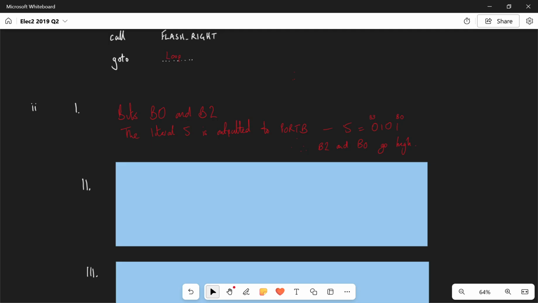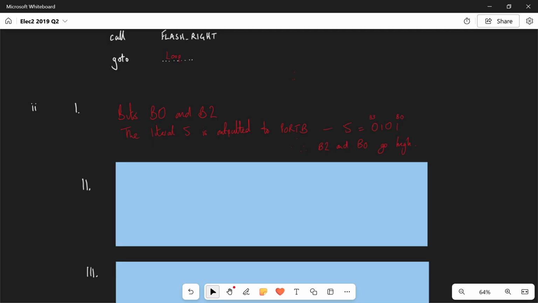So the ports are B0 and B2. Now if you think in terms of binary number 5, which was outputted to port B, then B0 is the least significant bit and B2 is the third least significant bit. These were the two that went high. And so for the explanation, the literal 5 is outputted to port B, and 5 is 0101, so therefore B2 and B0 go high.